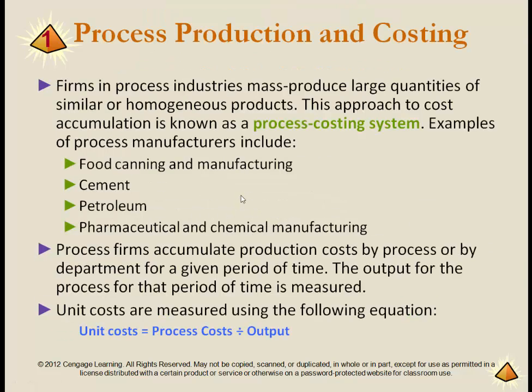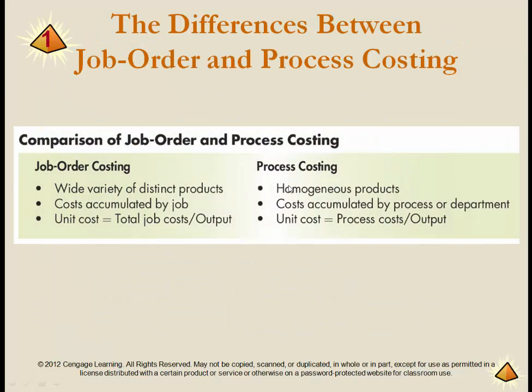Whereas a process cost system, they have examples here: food canning, cement, petroleum and pharmaceutical manufacturing. I could also think of cars as another prime example. We talked already about Campbell's soup coming off the line. You can't differentiate one from the other. And what we're going to do is take total process cost divided by the units, which may be cases of Campbell's soup, and that's going to tell us how much it costs us to make a case of Campbell's soup. That's in a process cost system.